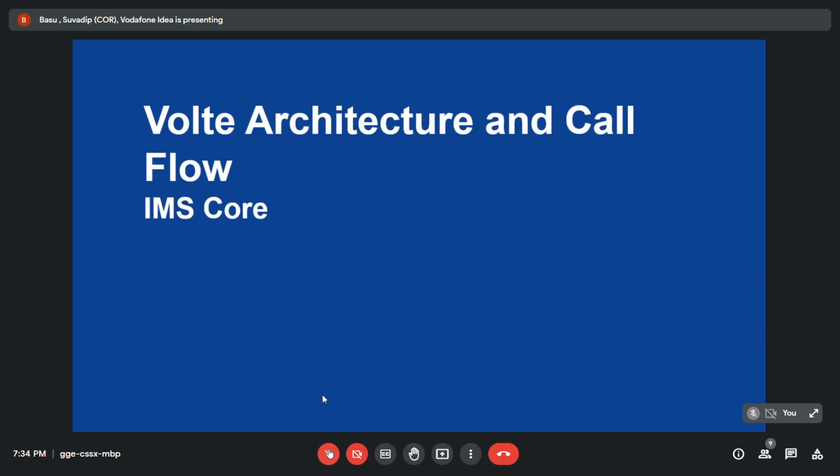We'll have a very small and light session today. I'll not put in very heavy things. We'll just look at the nodes and the basic architecture of the IMS system, or the IP multimedia subsystem, which is collectively used for the functioning of the VoLTE. Okay.